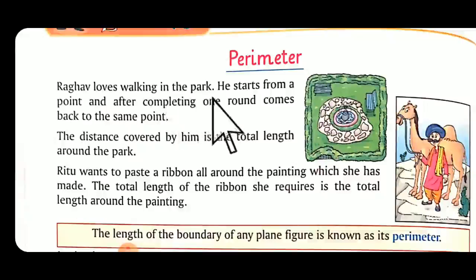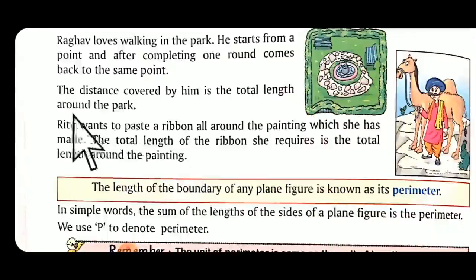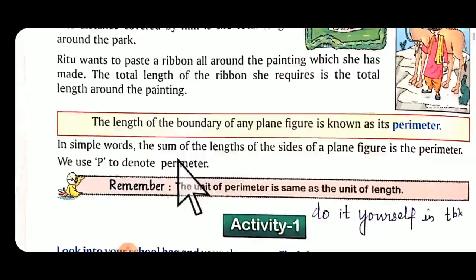Raghav loves walking in the park. He starts from a point and after completing one round comes back to the same point. The distance covered by him in the total length around the park is called perimeter. Ritu wants to paste a ribbon all around the painting which she has made. The total length of the ribbon she requires is the total length around the painting, that is outside. That is called perimeter.